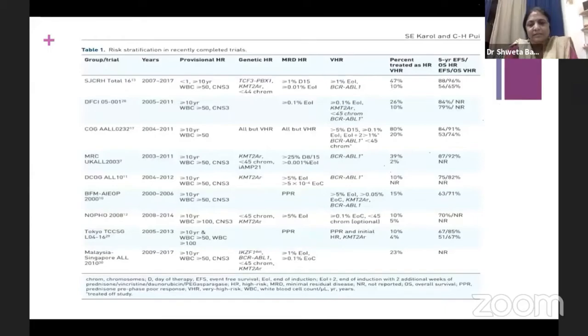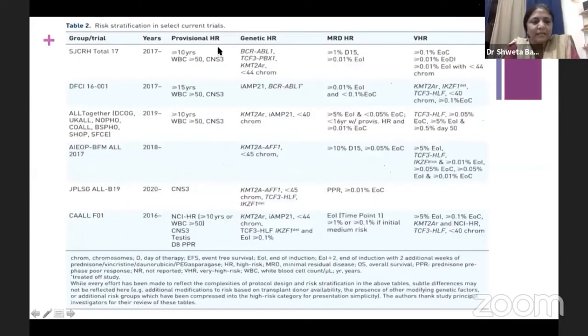So this is a recent paper by Dr. Pui, which was published in April 2020, and it has shown how they have incorporated the provisional high-risk features, genetic high-risk features, and MRD in ultimately deciding the patients in high-risk and very high-risk categories, and checking their event-free survival and overall survival.